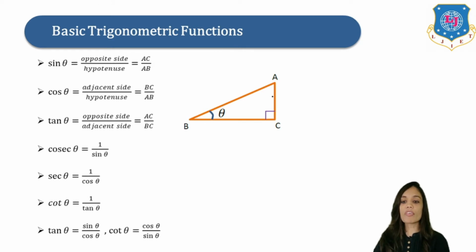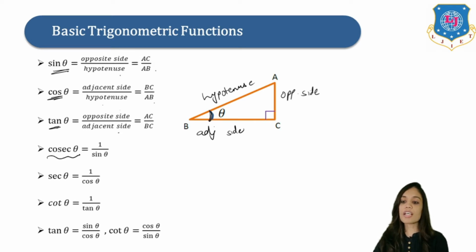Suppose we have a right angle triangle ACB, right? And here there is an angle theta. So we can name this as opposite side, right? This is known as our adjacent side to the given angle theta, and this is known as what? Hypotenuse. Now let us define sine. Sine theta is equal to opposite side upon hypotenuse, so it is AC upon AB. Similarly, let us define cos. Cos theta is adjacent side upon hypotenuse, so we can write it as BC upon AB. Now tan theta will be equal to opposite side upon adjacent side, so AC upon BC, right?